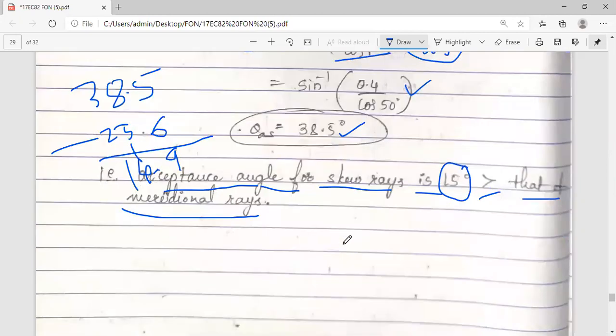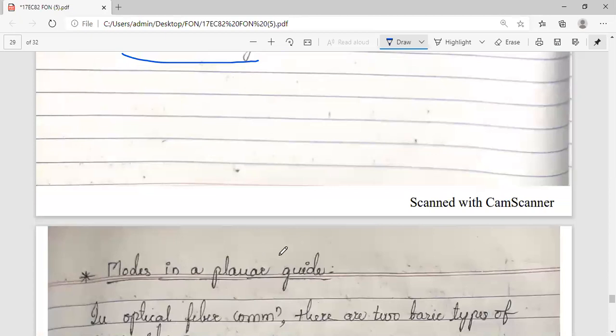Now let us move to the next topic, modes in a planar guide. Guide in the sense I'm talking about waveguide. Whenever we come across a transmission line, which you have already studied in the microwave and antennas part, it is nothing but a medium or a channel, and a waveguide is one of the transmission media. Before going to the planar guide concept and the modes existing in planar guides, you should know how many types of waveguides there are initially.